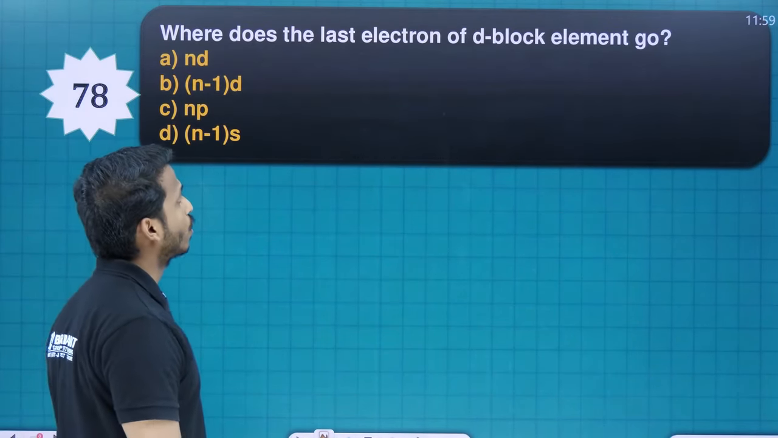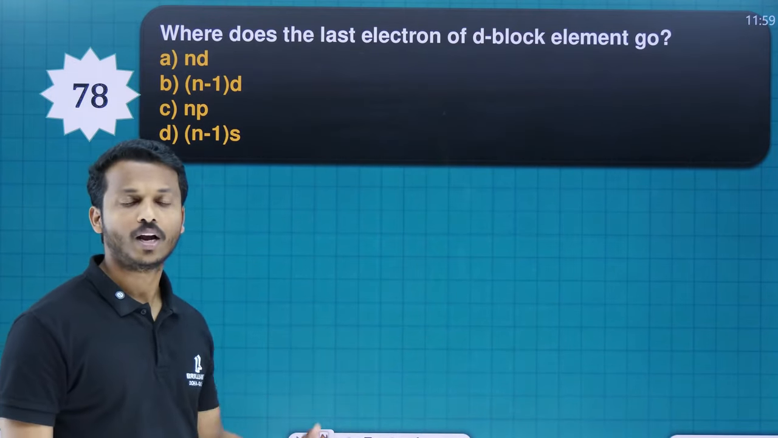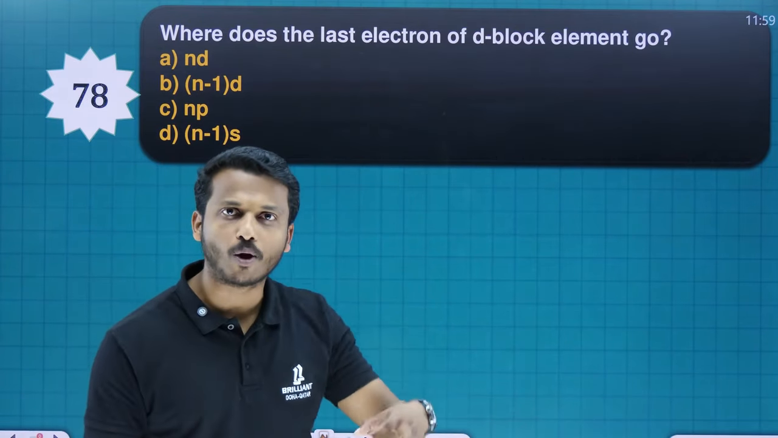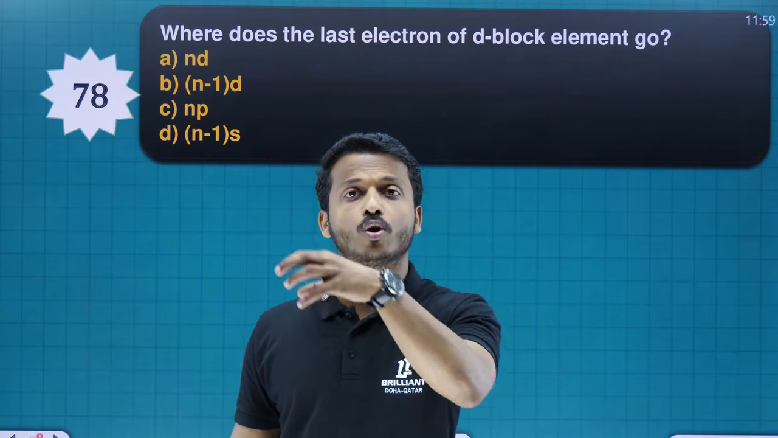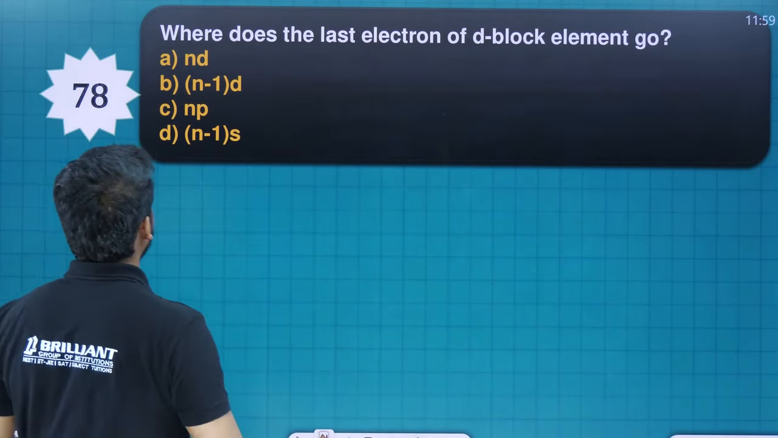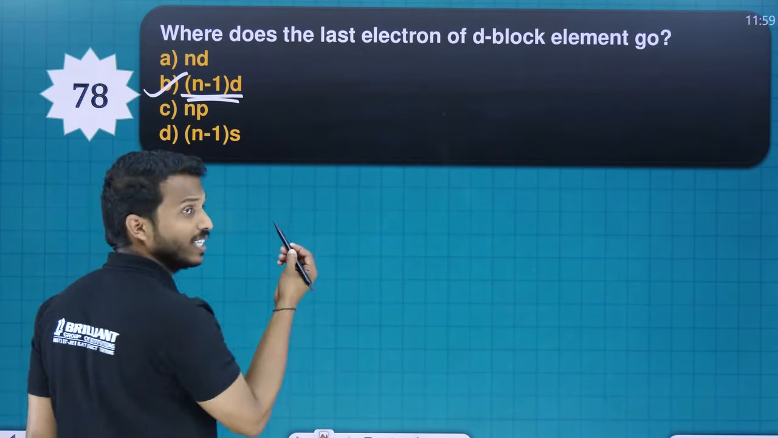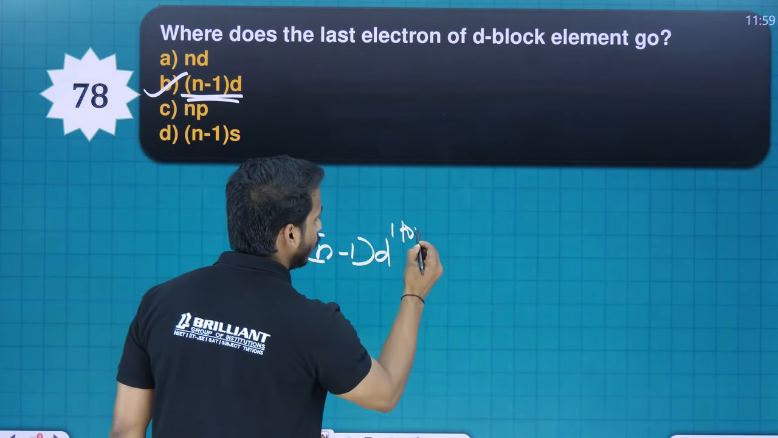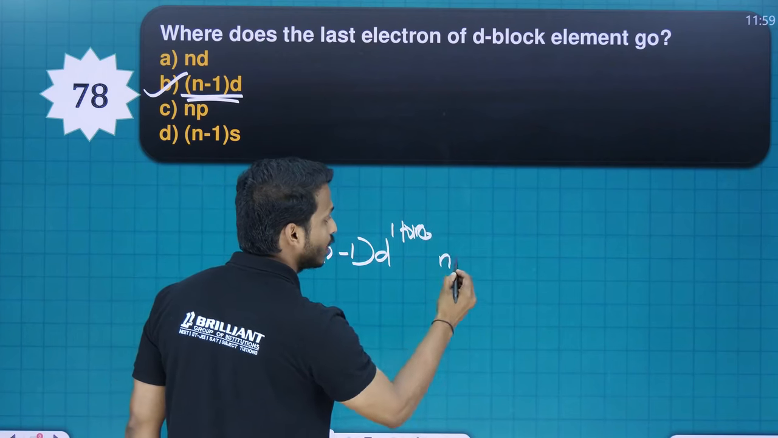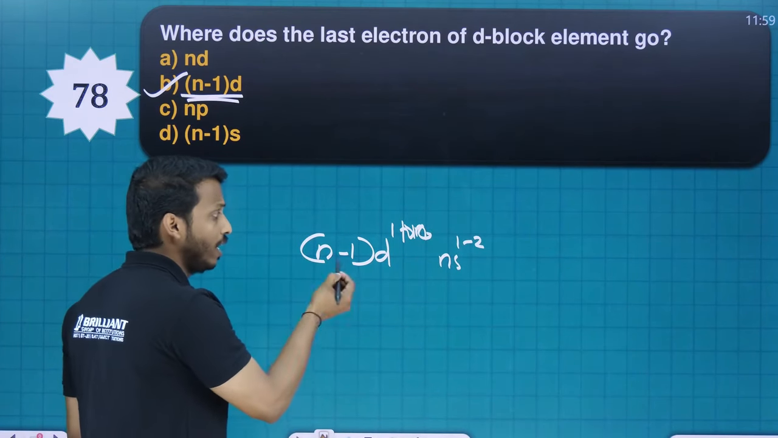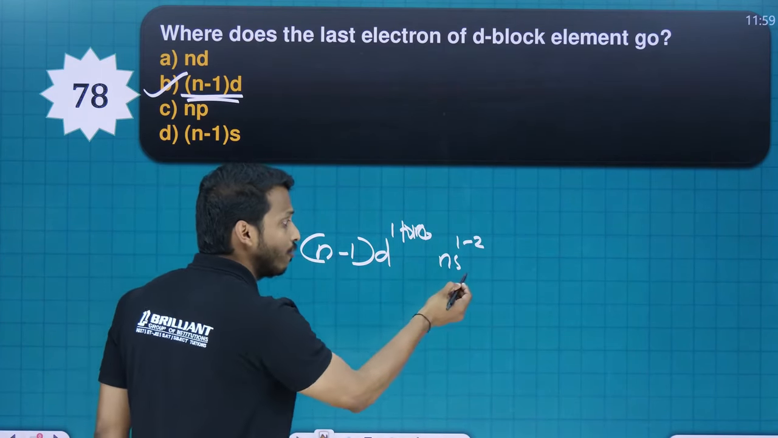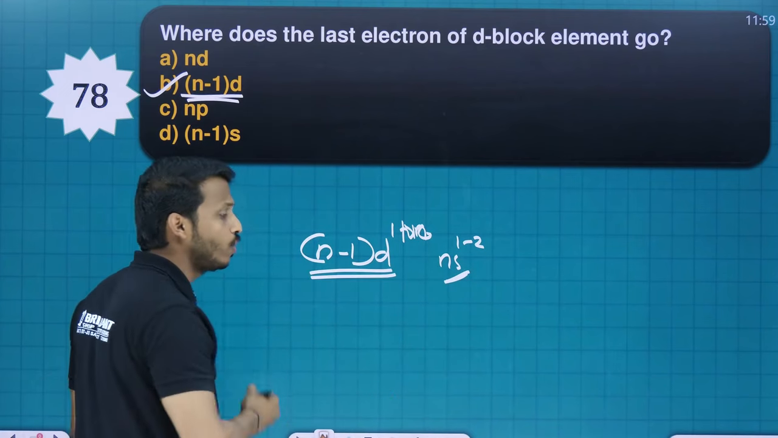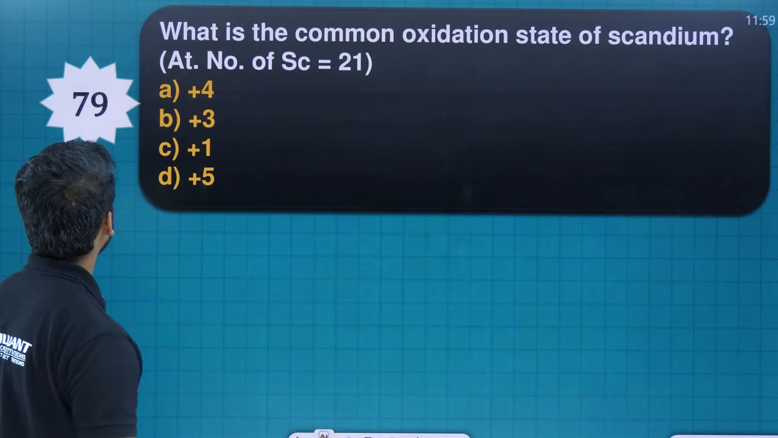Where does the last electron of d block elements go? For an element to be a d block element, the last electron should go to the (n-1)d orbital. The general electronic configuration of d block elements is (n-1)d 1 to 10 and ns 1 to 2. After filling s, the electron comes to (n-1)d.